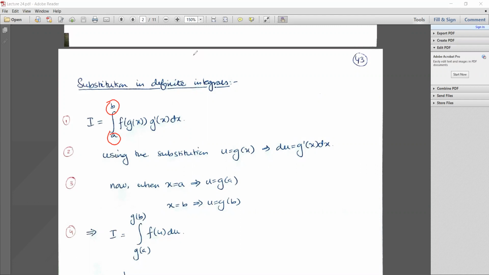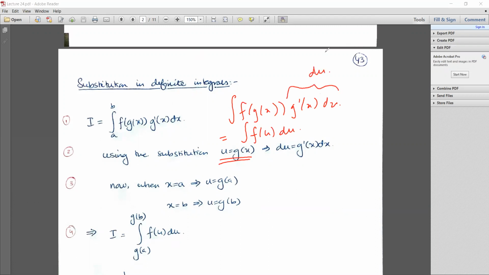So remember that if I have the integral of f of g of x times g prime of x dx, then if I use the substitution u is equal to g of x, this becomes the integral of f of u du, right? Because this here becomes du. And then hopefully this is an easier integral to evaluate. And so we're able to evaluate this, whatever it's equal to depending on f.